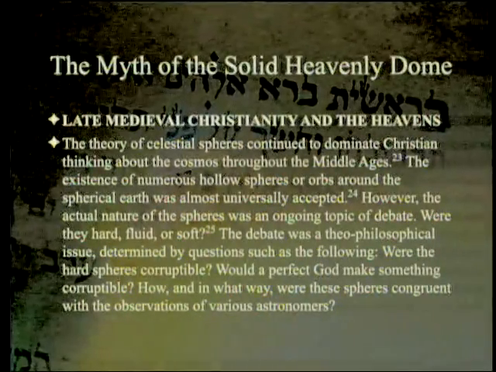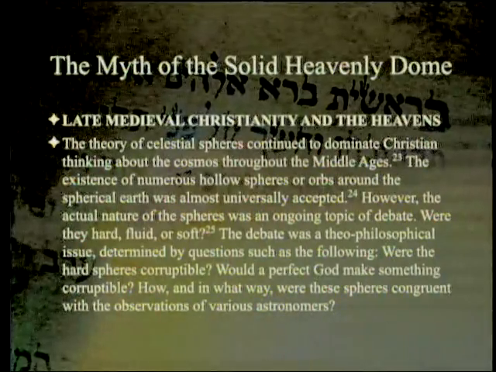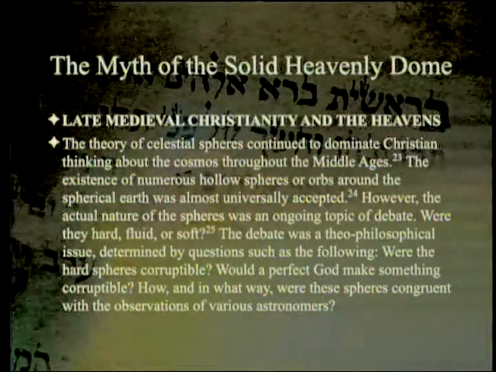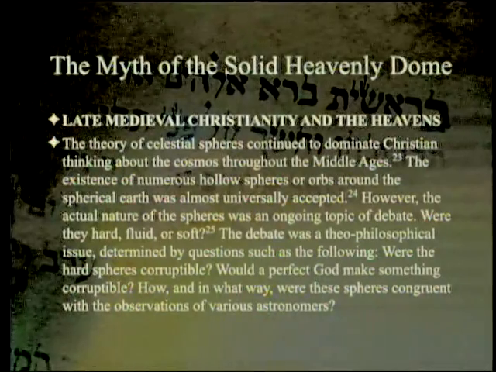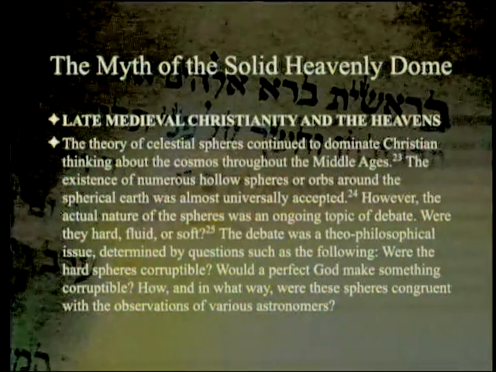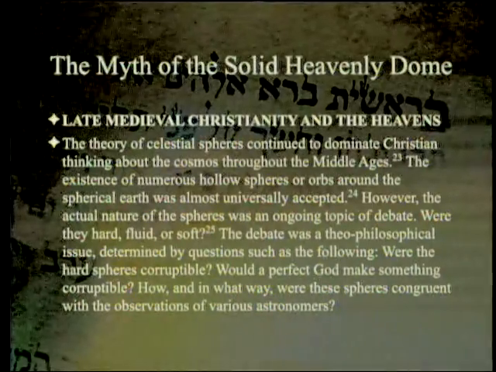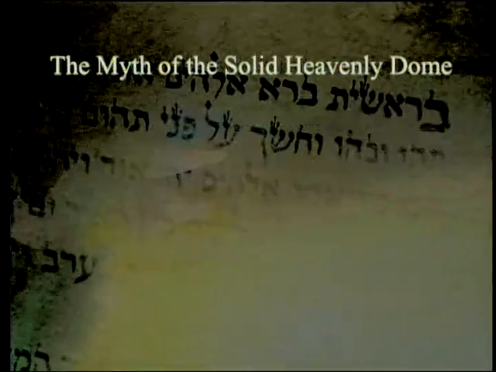Would a perfect God make something corruptible? The obvious answer: no. How and in what way were these spheres congruent with the observations of various astronomers? So they did have some idea that experimental evidence was kind of important, but the philosophical questions dominated.